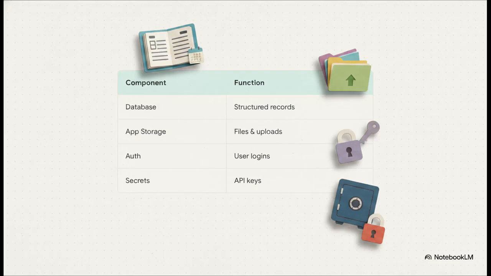This breakdown completely blew my mind because it perfectly maps out exactly where things belong in your app's memory. The Replit database is strictly for structured records, like client names or booking dates. App storage is your filing cabinet specifically for file uploads like PDFs or profile images. Auth is your front door bouncer that handles user logins and permissions. And finally, secrets.